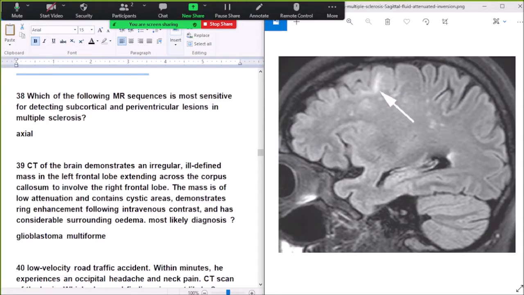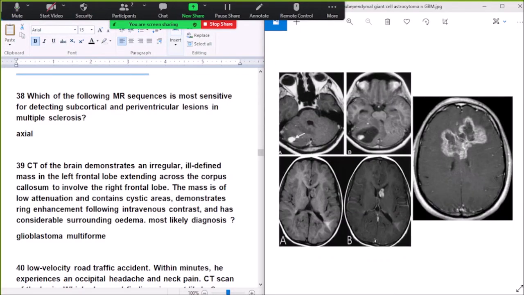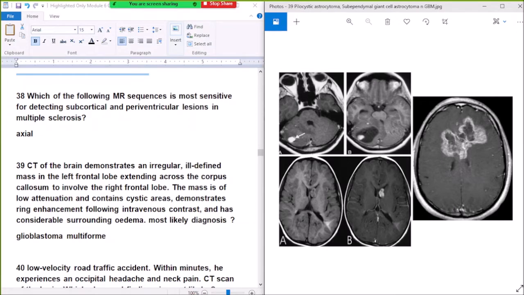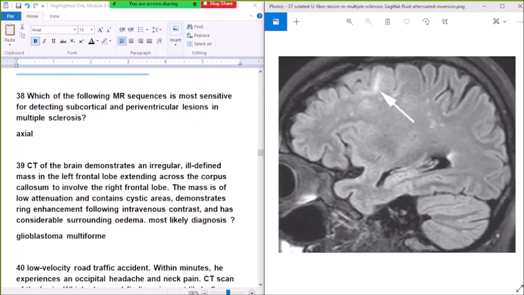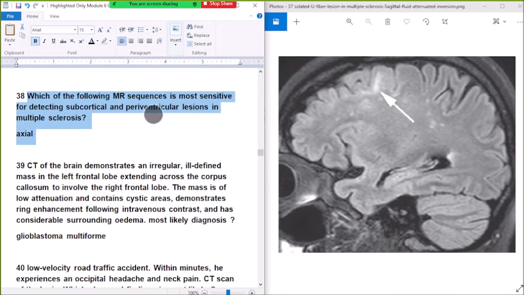Question number 38. Which of the following MR sequences is more sensitive in detecting subcortical and periventricular lesions in multiple sclerosis?